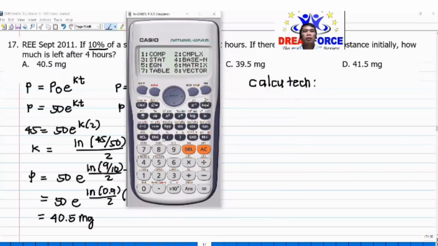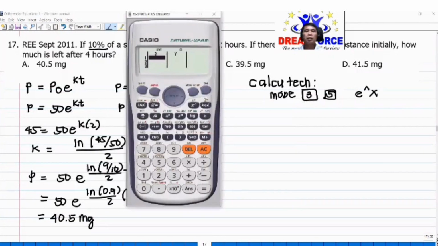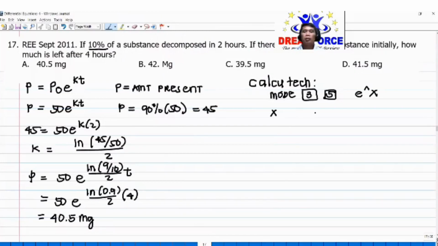So using Calcutech, we have mode stat 3 exponential 5. So mode 3, 5 para exponential. Yung e raised to x. Exponential ang gagamitin natin. So ilalagay natin dito. So yung x time. Yung y amount. Okay, palagi yan ha. Yung x time siya. So dito 1, first condition.